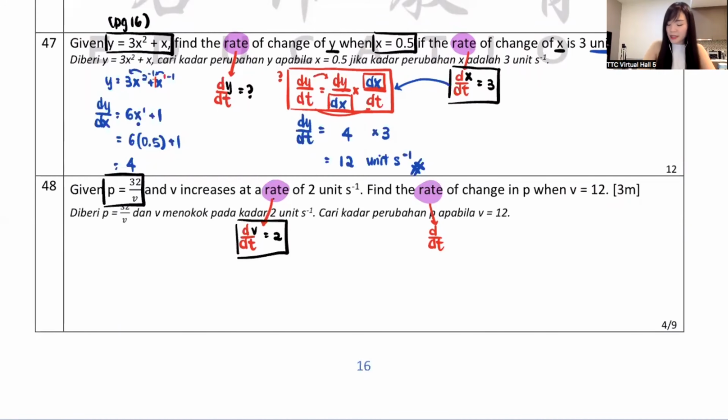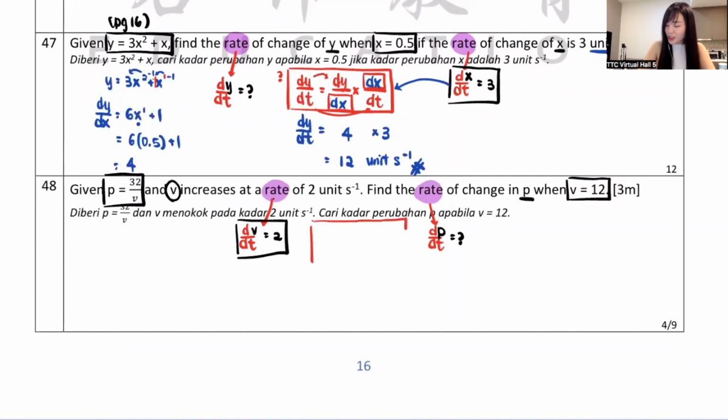Why dv dt, my dear? They say v increases at the rate. So they say v, so dv dt. Correct? What they want you to find, very good, dp dt. Because they say rate of change in p, isn't it dp dt? Then they even tell me v is 12. Okay, everything ready. Let's do it.